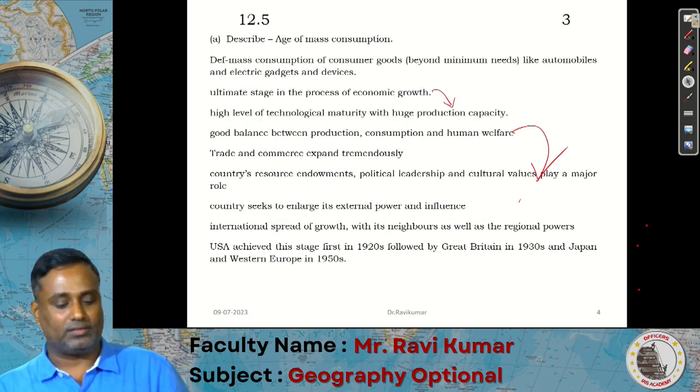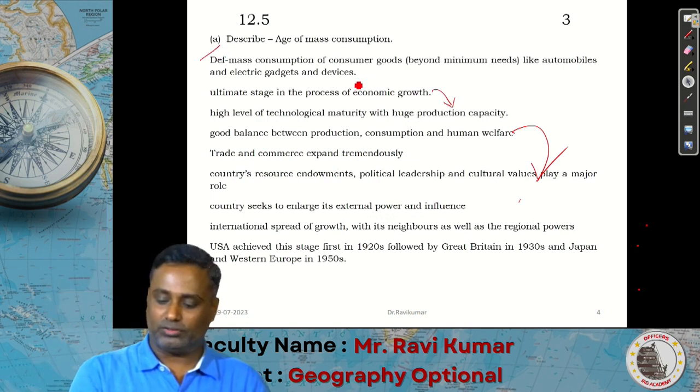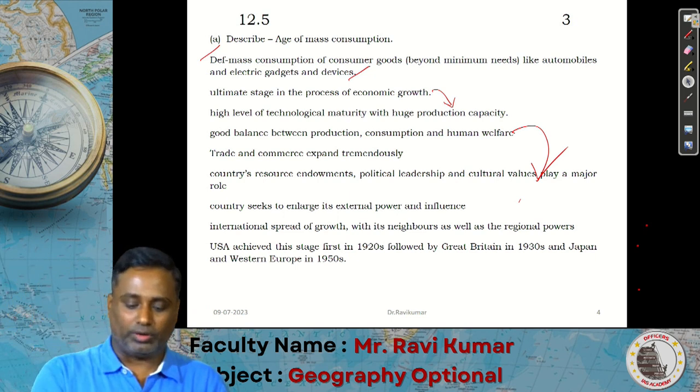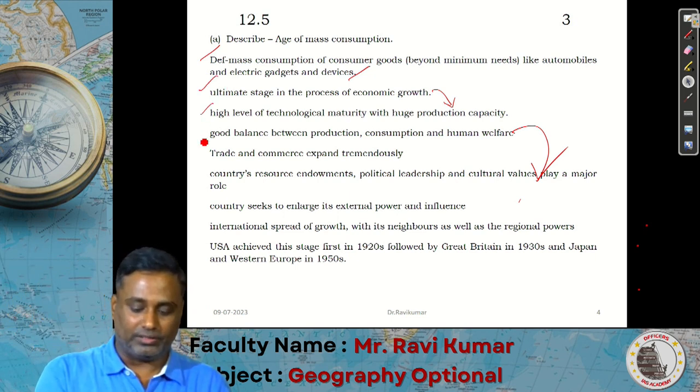So we will start with that answer. Here, first we start with the definition: what is the age of mass consumption. Then we have to write about the characteristics of each and every stage.